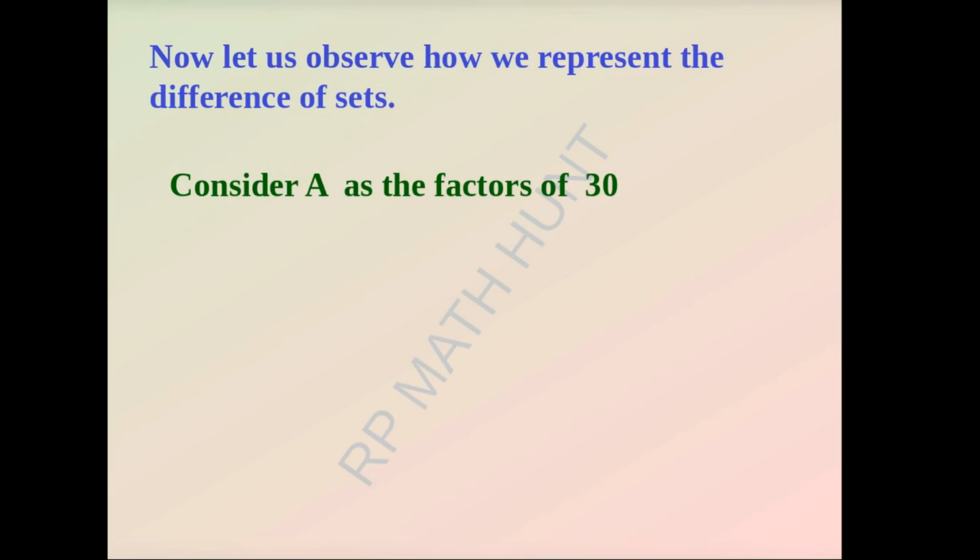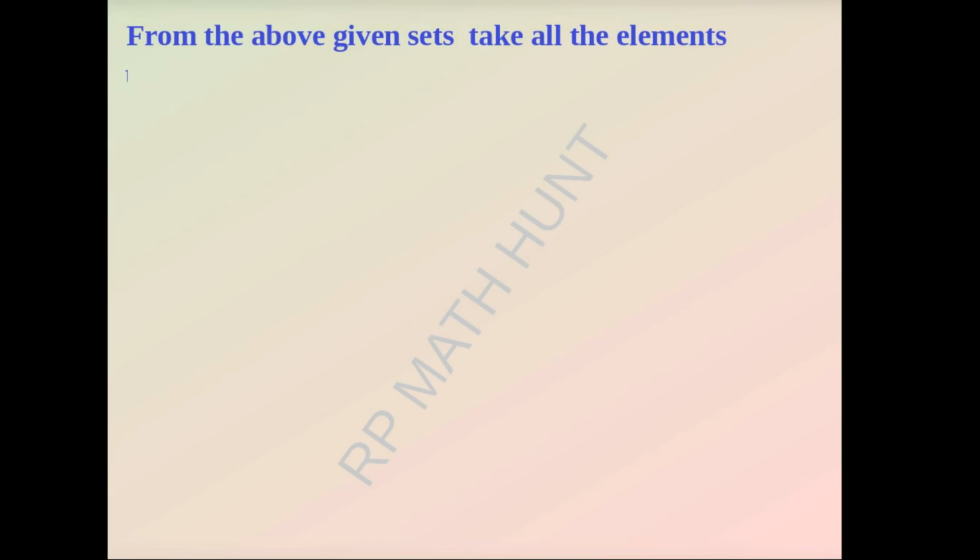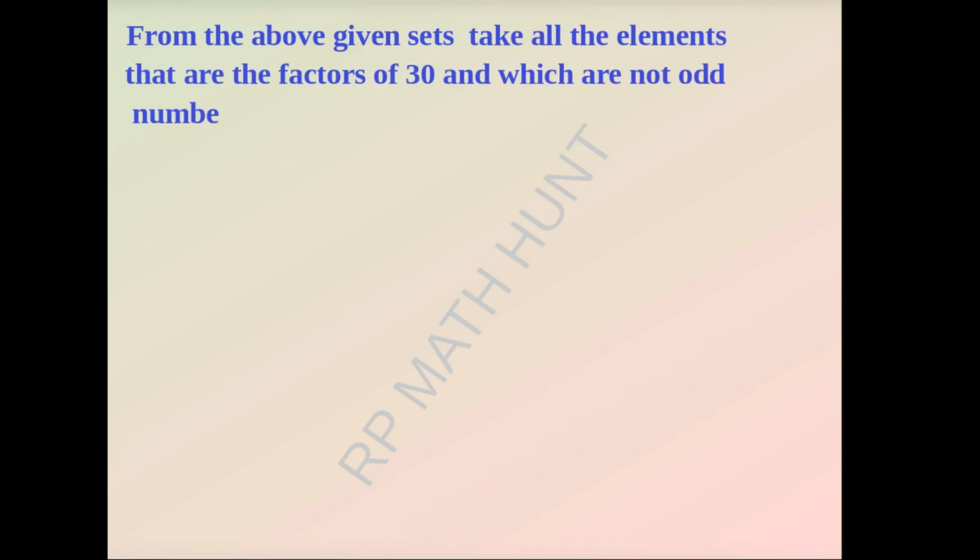Now let us observe how to represent the difference of sets. Consider A as the set of factors of 30. A equals 1, 2, 3, 5, 6, 10, 15, 30. And B is the set of odd numbers, that is, B equals 1, 3, 5, 7, etcetera. Now from the above given sets, take all the elements that are factors of 30 and which are not odd numbers as set D. Then D equals 2, 6, 10, 30.